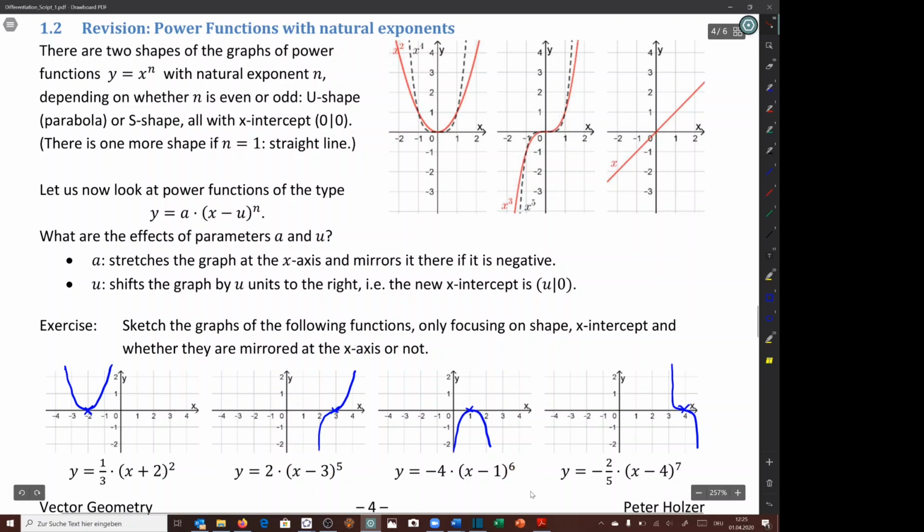Here the exponent is even, the a is negative, so we get a U-shape but facing downwards, and the x-intercept or 0 is at 1. Last example, we have an odd exponent, so we have an S-shape, the a is negative, so we have to mirror the S at the x-axis, so we get this form, and the x-intercept or 0 is at 4.